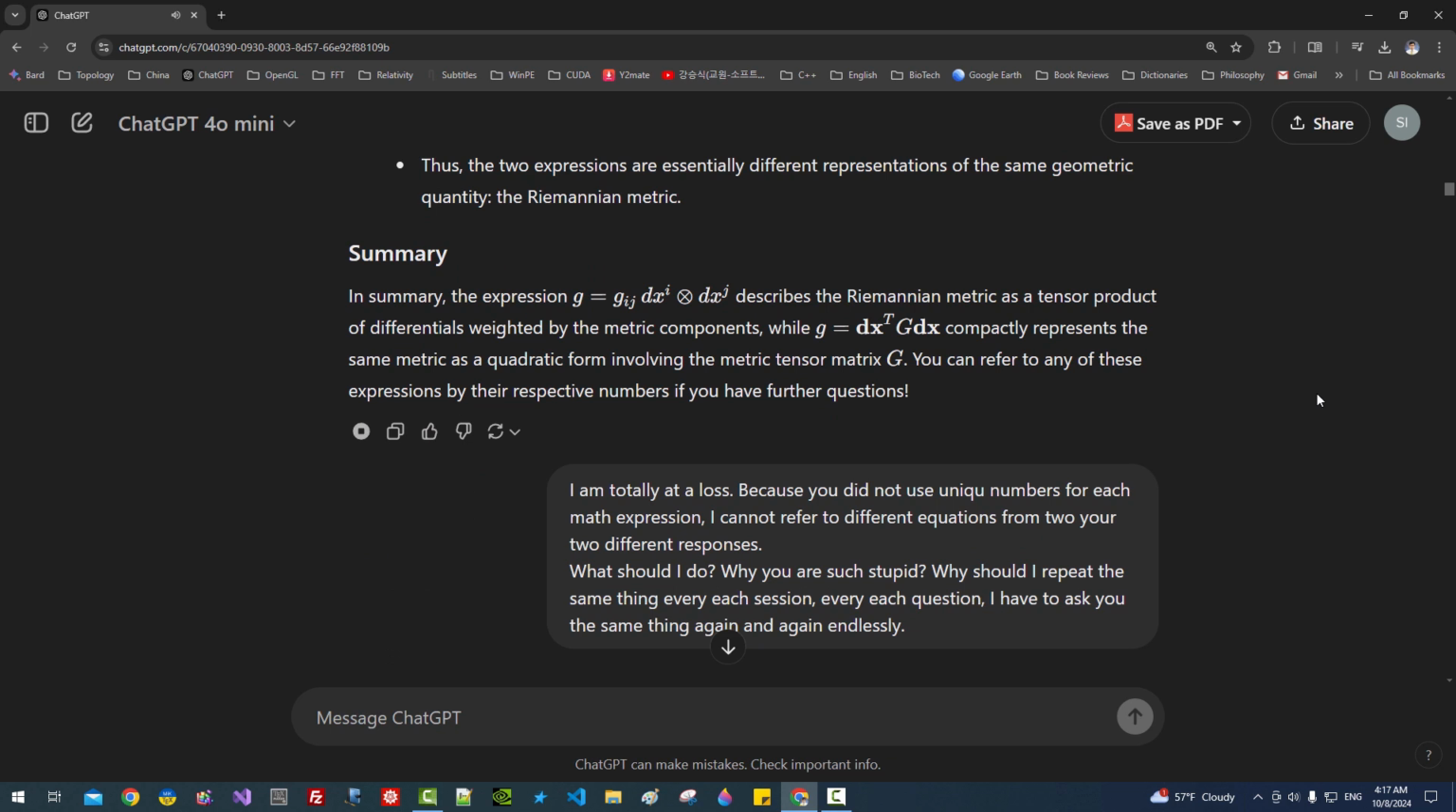Summary. In summary, the expression g equals g_ij dx^i ⊗ dx^j describes the Riemannian metric as a tensor product of differentials weighted by the metric components, while g equals bold dx^T g bold dx compactly represents the same metric as a quadratic form involving the metric tensor matrix G. You can refer to any of these expressions by their respective numbers if you have further questions.